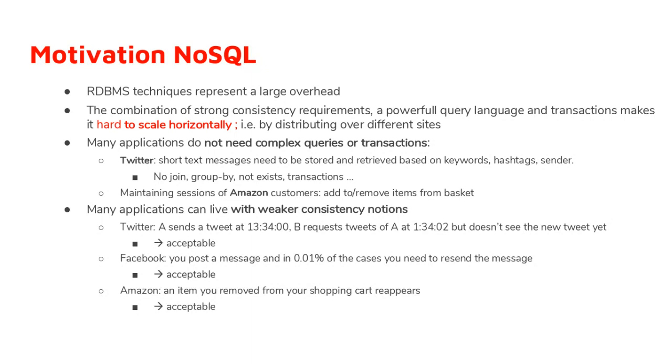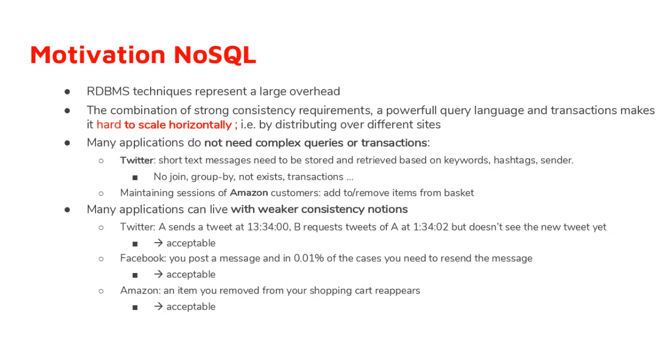What happened was that it really starts with these big companies. They didn't need complex queries or transactions. Transactions are useful if you have bank transfers or reservations, but that's not always the case. For example, for Twitter, you have short text messages. They need to be stored and retrieved based on keywords, hashtags, or the sender of the tweet. But you don't need joins, you don't need group by queries, you don't need strong transactions. For a tweet, it's not that important.